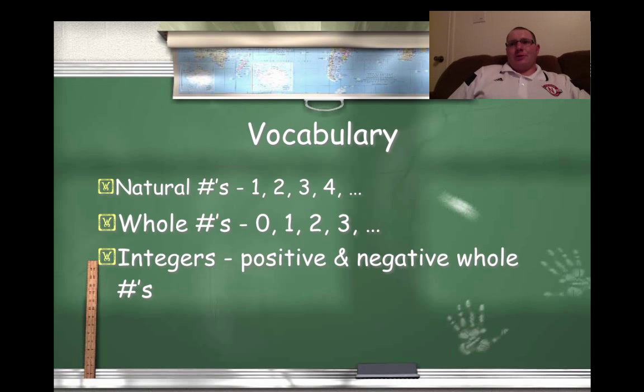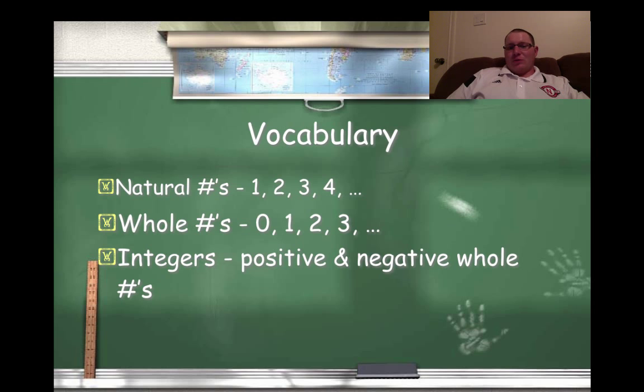And you come to integers. Integers is when you start using negative numbers. It's positive and negative whole numbers. As you see right here, you've got the positive and the negative whole numbers. There are no decimals yet. So far, rational numbers have been natural, whole, and integer.